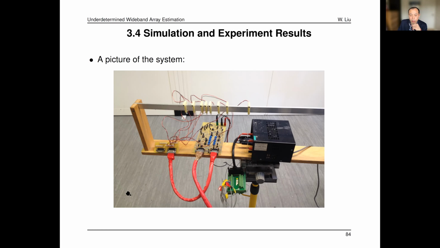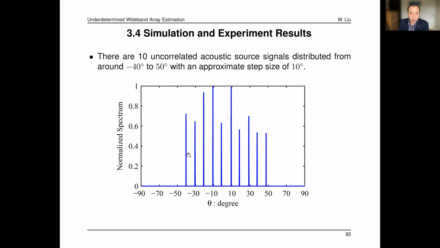So then you can use MATLAB to receive the signal, and then you can test the algorithms offline. Okay, so this is the standard co-prime array with 8 microphones, and this is the result. You have 10 uncorrelated acoustic source signals distributed between -40 and 50 degrees with approximate step size of 10 degrees, and then you can see that all of them have been identified.